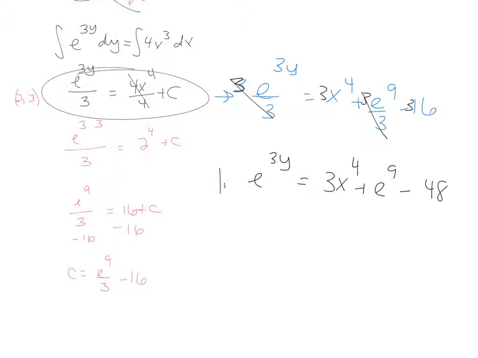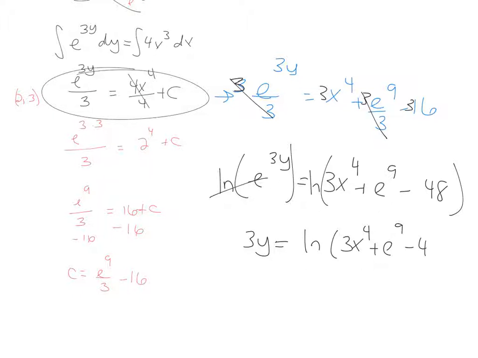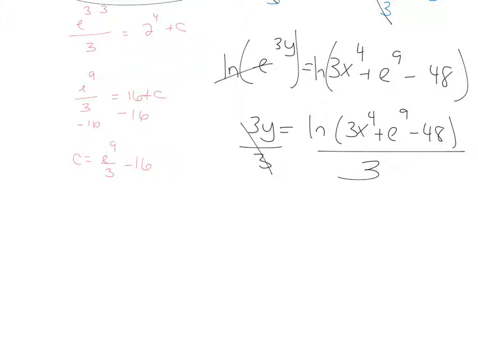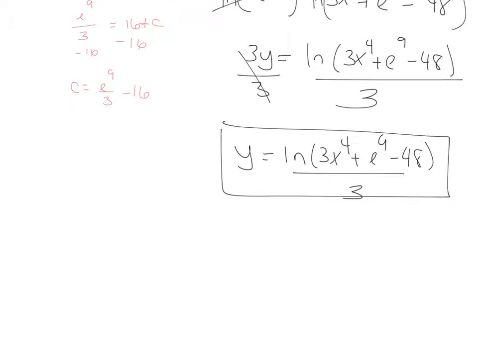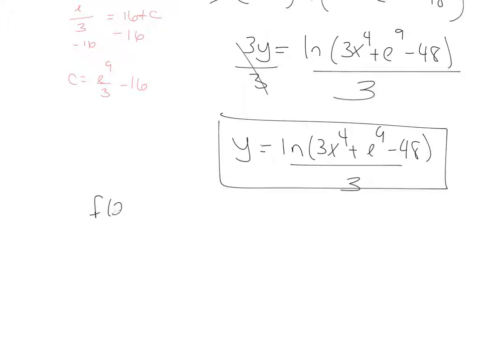And I'm going to take the ln of either side so that these cancel out and the 3y comes down. Ln of 3x to the fourth plus e to the ninth minus 48. My last step is to divide by 3. So y equals ln of 3x to the fourth plus e to the ninth minus 48, all over 3. So that's my equation. The last part says to verify it with the point you're given. So f of 2 equals 3. I believe that's right. Yep.